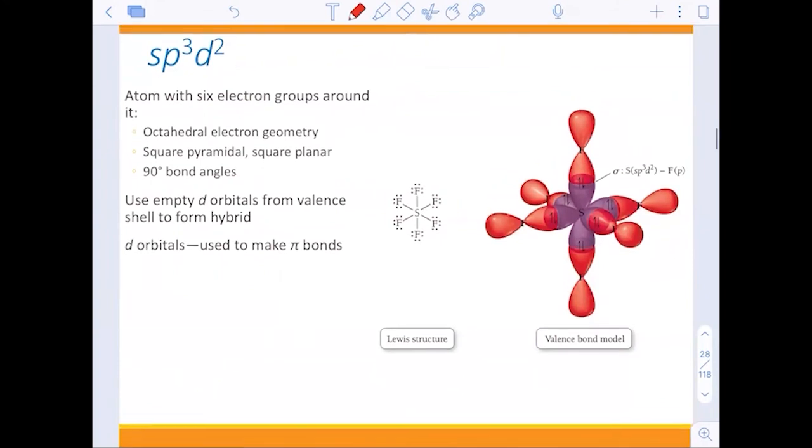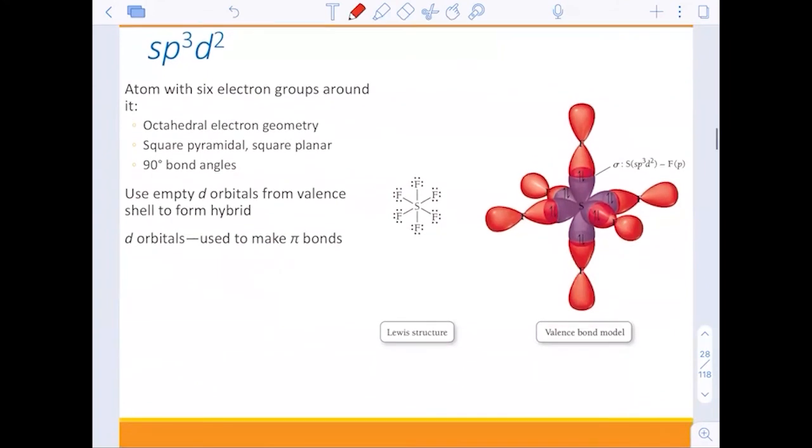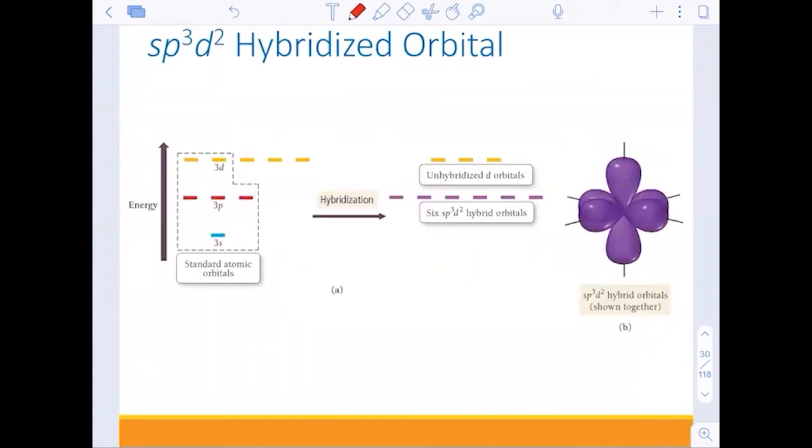If we have 6 electron groups, we need 6 atomic orbitals. We'll take an S, 3 P's, and 2 D's. That's where we get SF6. Again, d orbitals can be used to make pi bonds, but we're going to stick with just the sigma bonds. And there we would see, take as many atomic orbitals as you need to make the hybrid orbitals based off what you see in the electron groups.